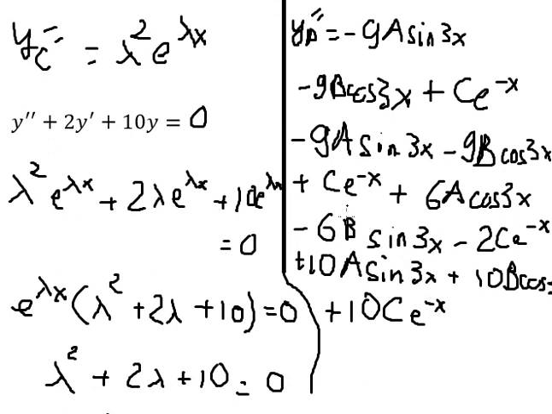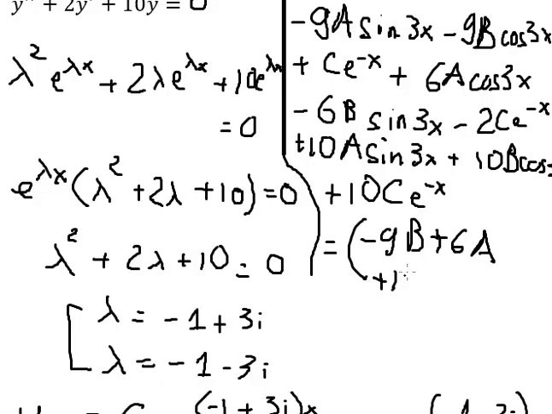Now, we need to simplify. About cosine 3x, we have negative 3b. So we have another 6a in here, and 10b. And that's about cosine 3x.